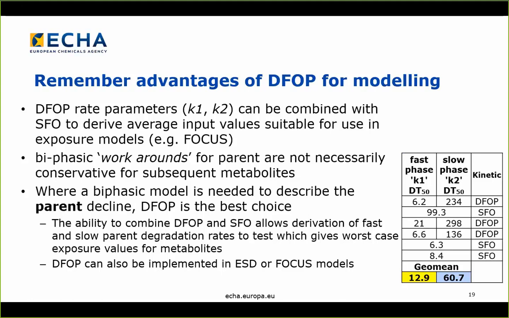Or, as I said, DFOP can also be implemented in emission scenario document type ECA Excel calculation sheets or the FOCUS models. If you were trying to implement that type of kinetic in an Excel sheet, you would just run the model twice. Fast phase with the g value, slow phase with the 1 minus g mass, and just add up the concentrations at the end. So it's just that advantage of DFOP modeling, because you can combine rate constants and get the fast and slow phases. Okay.